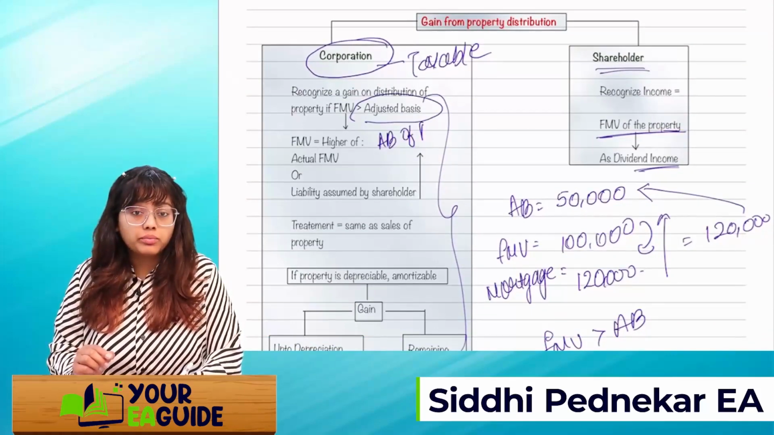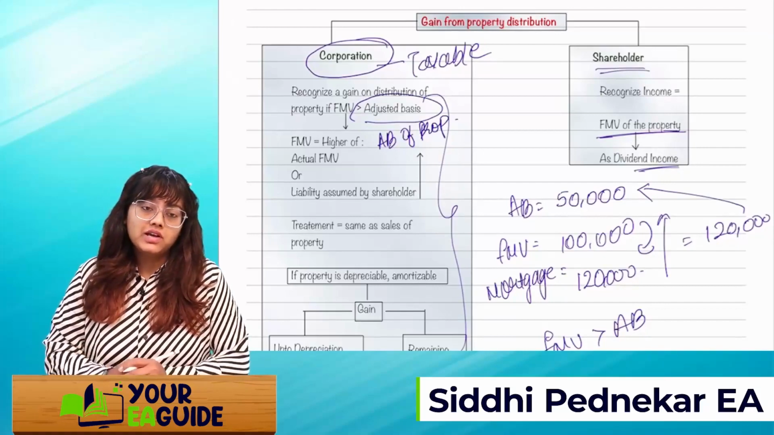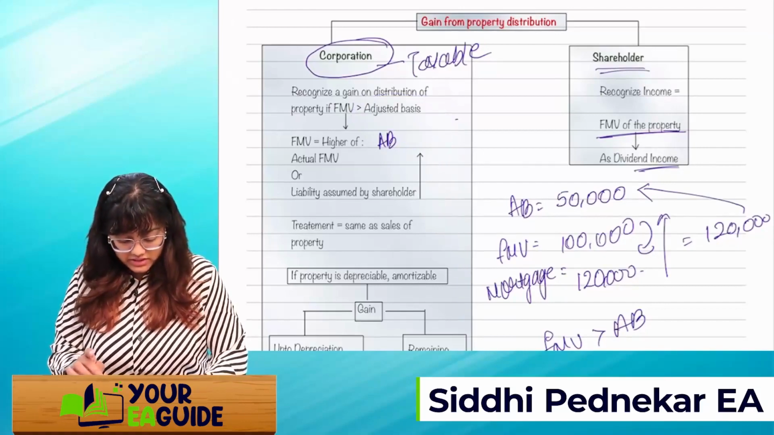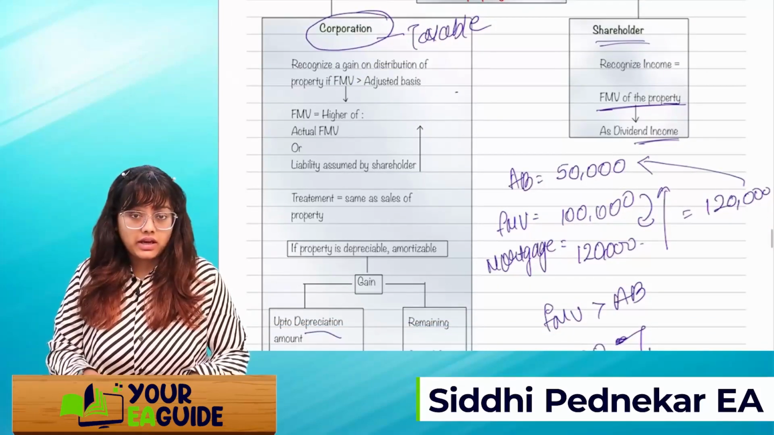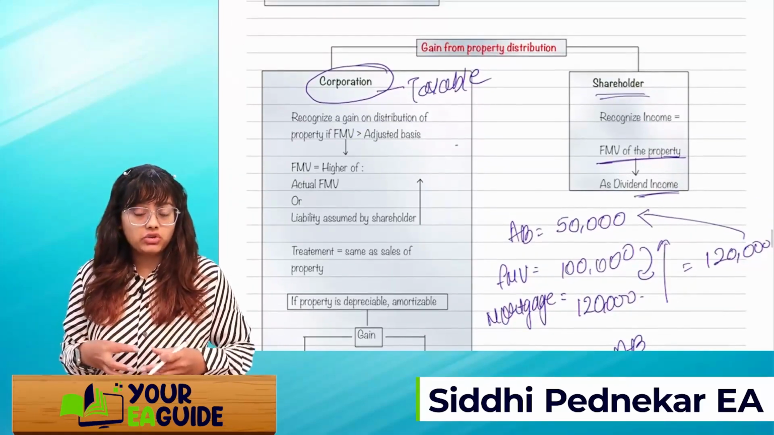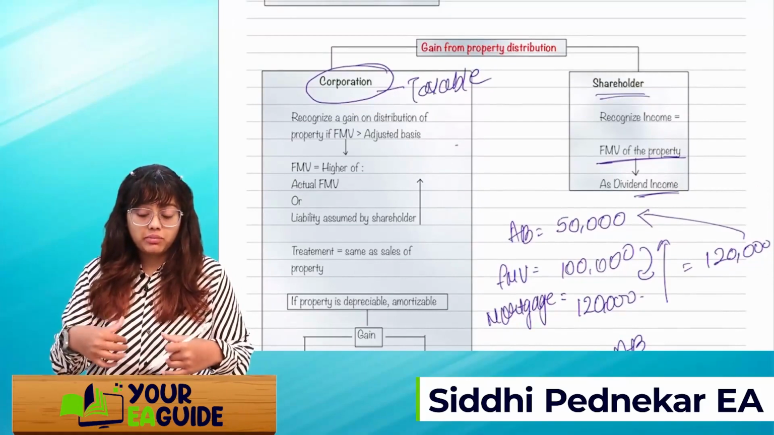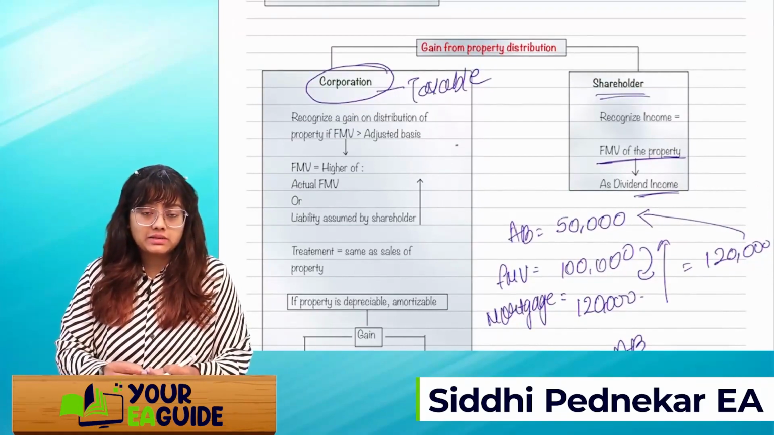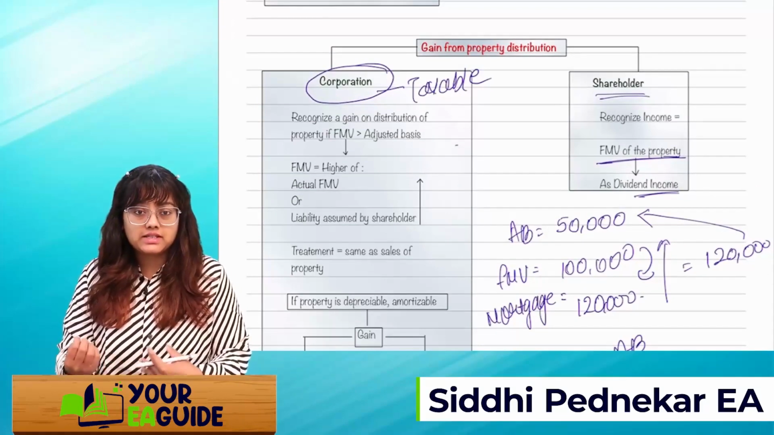basis means the adjusted basis of property. Just remember this thing. I forgot to inform you this. Let me tell this thing again. If the corporation is giving the property to the shareholder, then for the corporation it should be taxable, right? They are giving up the property. I can say it's a sale of property.